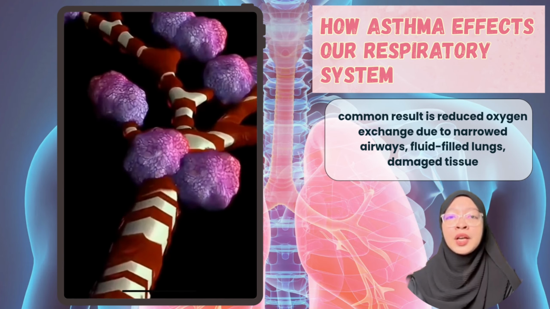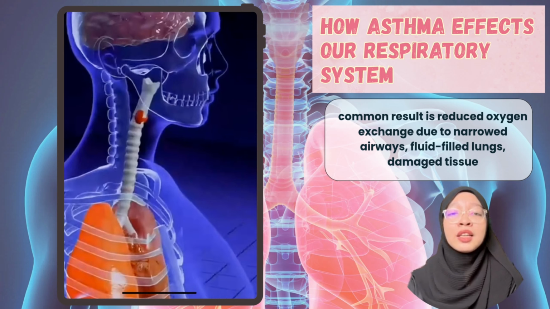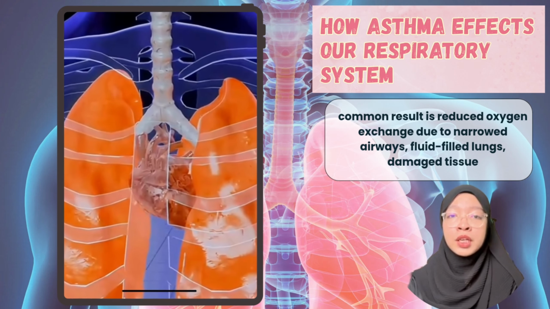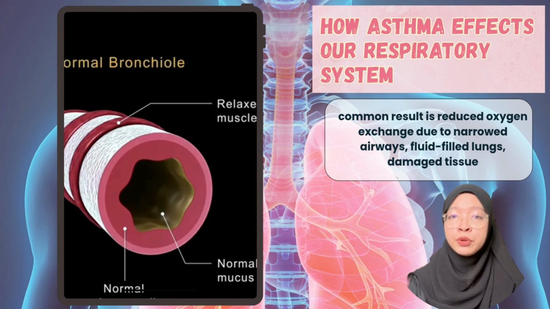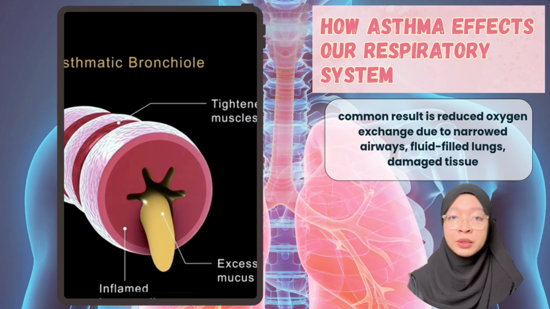Let's take a look at how asthma affects our respiratory system. When things like dust or smoke trigger the airways to react, the muscles around the airways tighten, the lining inside swells, and thick mucus is produced. This makes the airways narrow so less air can go through.